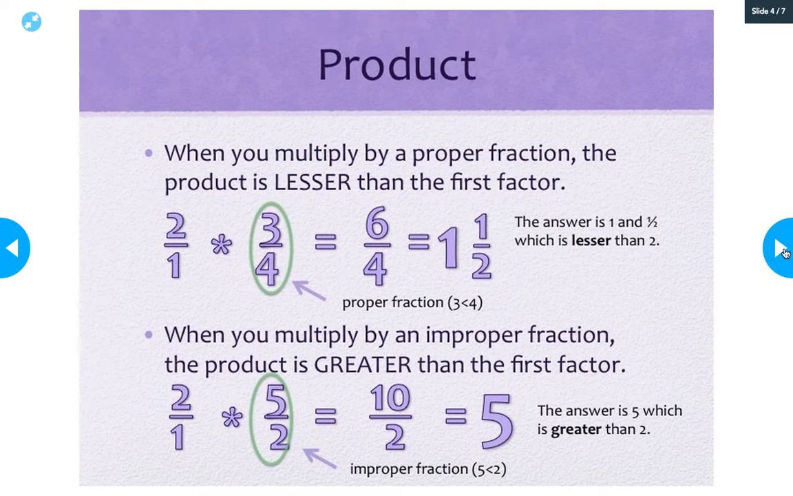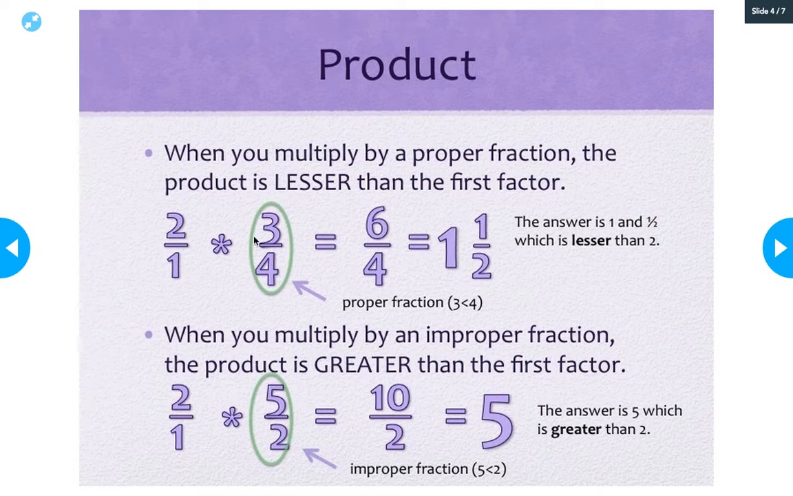So let's talk about products. Remember, the product is the answer to a multiplication problem. So in both of these problems, I have the number 2. Remember, the number 2, if I want to write it as a fraction, is 2 over 1. So when I multiply by a proper fraction, the product is going to be smaller than the first factor, smaller than 2. So I take 2. If I multiply it by a proper fraction, the answer is going to be smaller than 2. If I multiply it by an improper fraction, the answer is going to be bigger than 2.